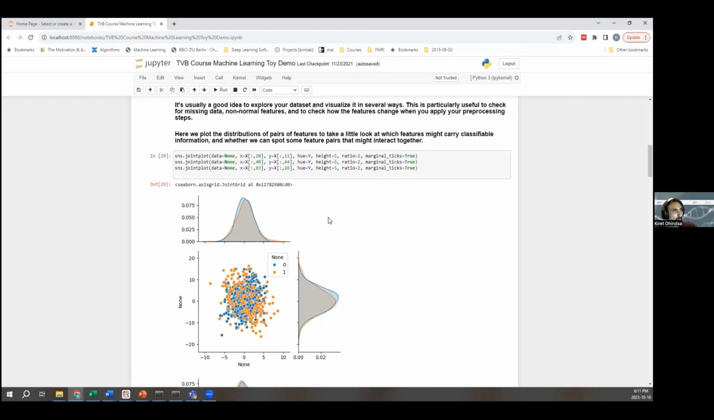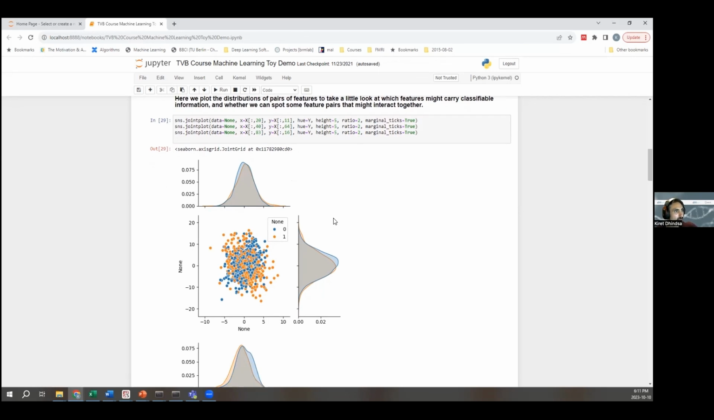So I just gave one example of a type of plot that I like to use sometimes. This is called a joint plot in Seaborn. So we can look at the distributions. This is looking at pairs of features in our data. And with this, we can basically look at which ones seem like they carry some classifiable information. So orange and blue are different classes. We can look at the distributions of each feature on different dimensions, or each class on different features.